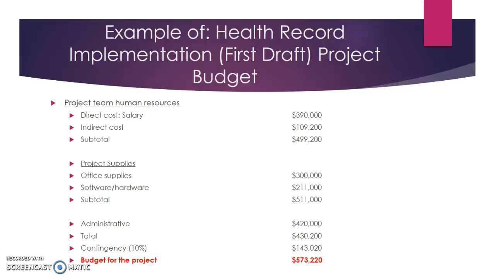This slide shows you an example of an EHR first draft project budget. Note that the total budget for the project comes out to $573,220. Remember, a budget is a plan and a plan can always be modified.